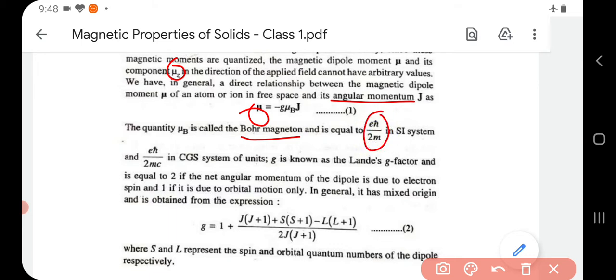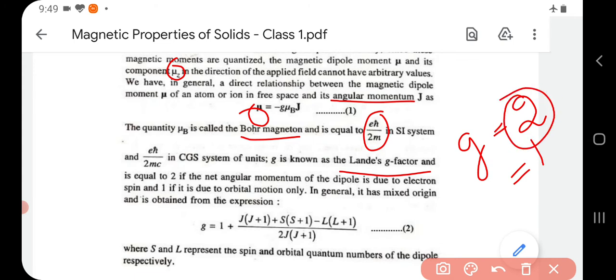Okay, and the small letter g is known as the Landé g factor, and its value is equal to 2 if the net angular momentum of the dipole is due to electron spin, and its value will be 1 if it is due to orbital motion. So g is the Landé g factor. Its value will be 2 if its origin is due to electron spin, and 1 if its origin is due to orbital motion of the electron.